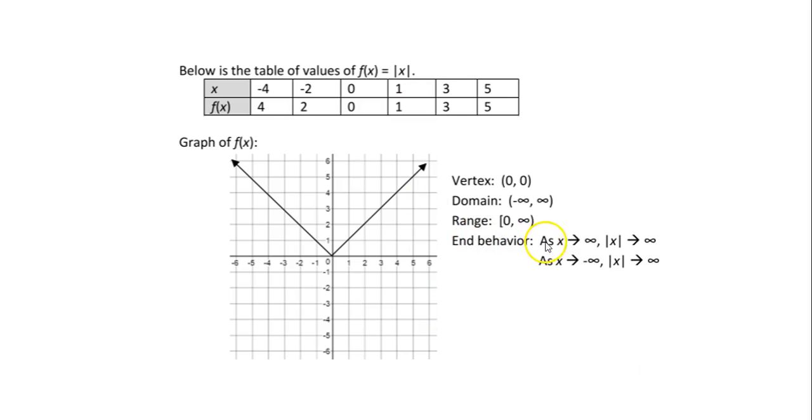And then the end behavior as x goes to infinity. As this number x gets bigger and bigger, the number that comes out also approaches infinity. And on the other side, as x approaches -infinity, as we go further and further to the negatives, the value of the function goes to +infinity as well. That's what we can see with this arrow going up this way. So that's the general absolute value function and its graph.